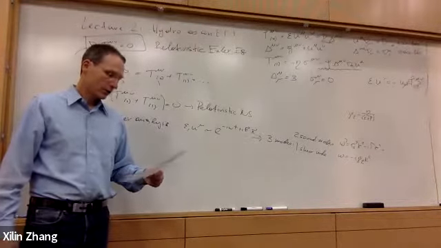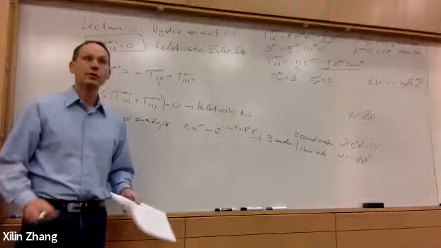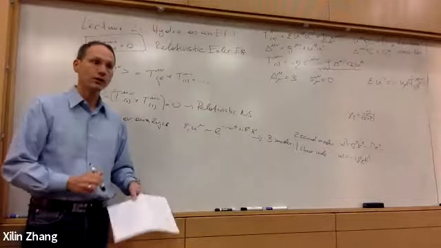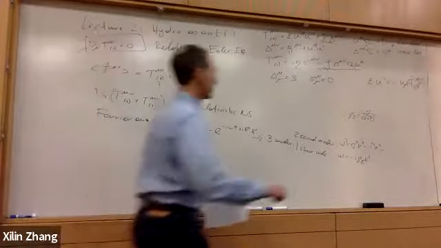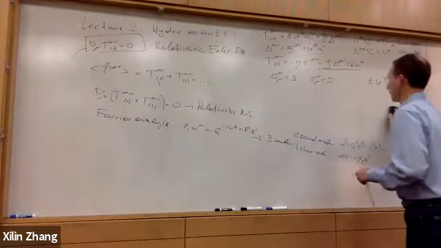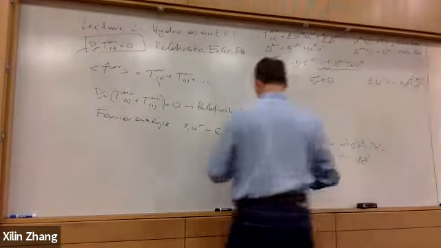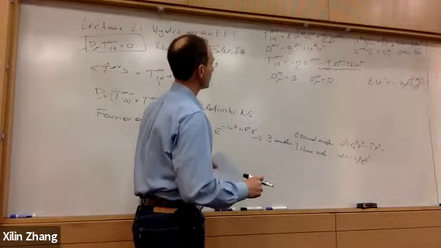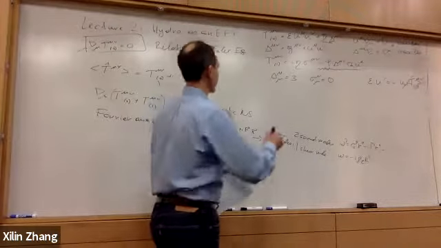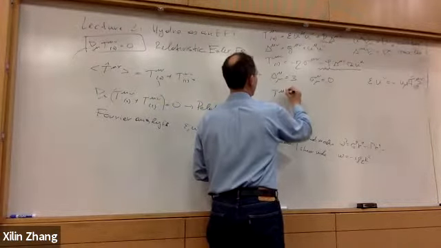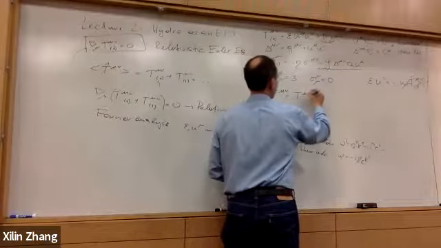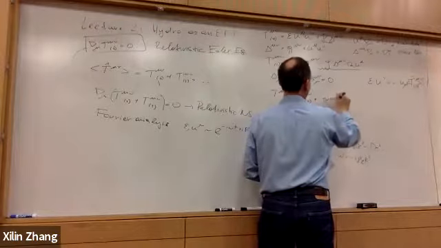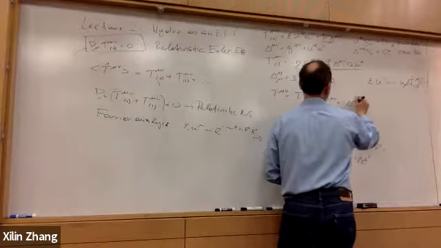And you can ask, well, can you use the same tricks that we used to stabilize or UV complete the diffusion equation? And the answer is yes. So you can write down, one way that people write this down is let's write down T mu nu as T mu nu 0 plus pi mu nu plus delta mu nu pi. Okay.